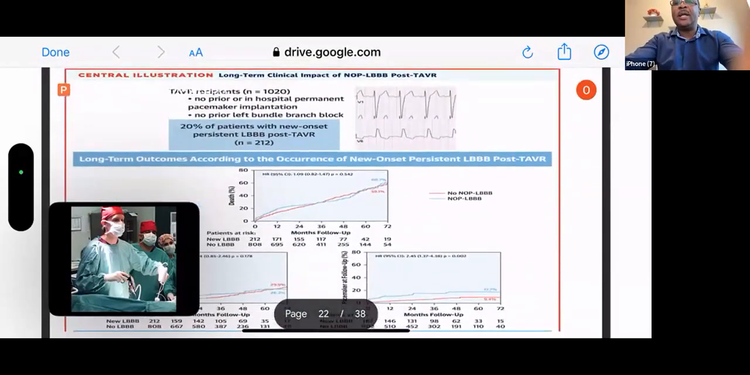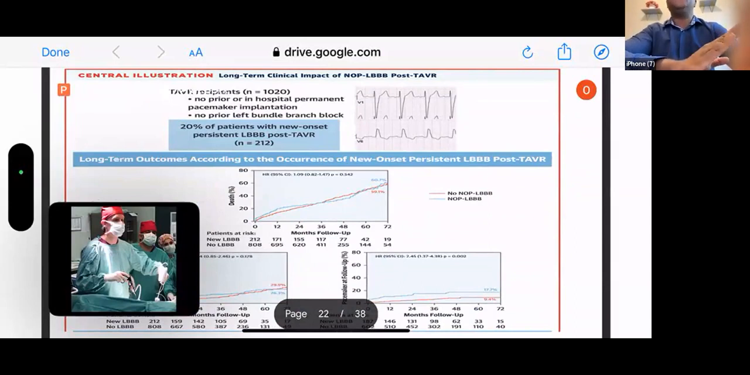Then came another study that threw everything into the wind and let us know that probably left bundle branch block is not that bad in some of these patients. This study's total population was about 1,020 patients, and they did not have any in-hospital permanent pacemaker placement before they were even discharged. And they did not have a prior left bundle branch block. So these are patients who developed new-onset left bundle branch block after TAVR. About 20% of patients had that, about 212 patients.